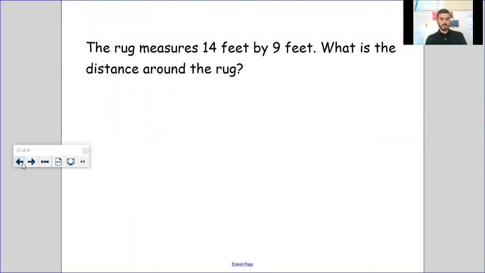Here's where they get a little bit different, where they might not necessarily use the word perimeter. Here's where you've got to use some logic and think about what it's asking. It says the rug measures 14 feet by 19 feet. I would stop right there and I would draw my rug.